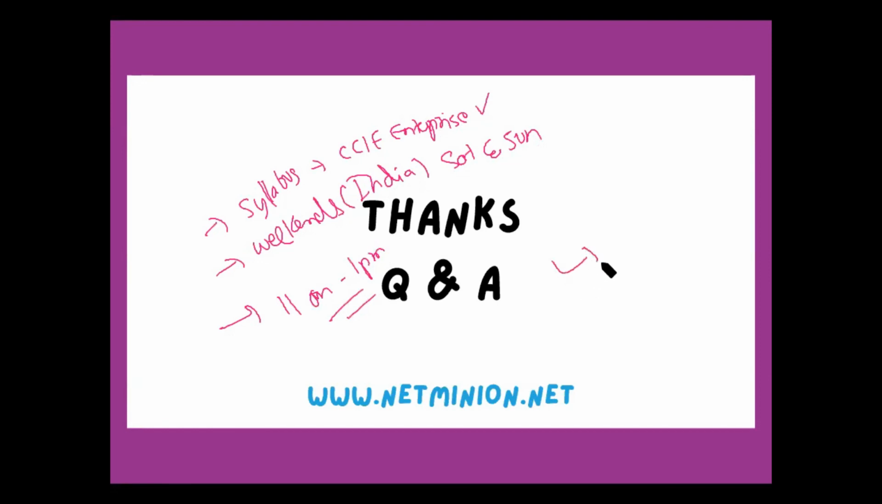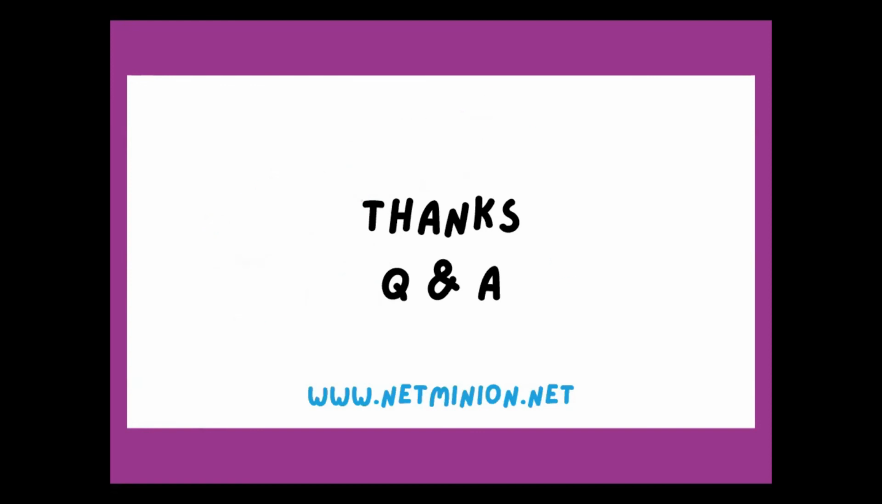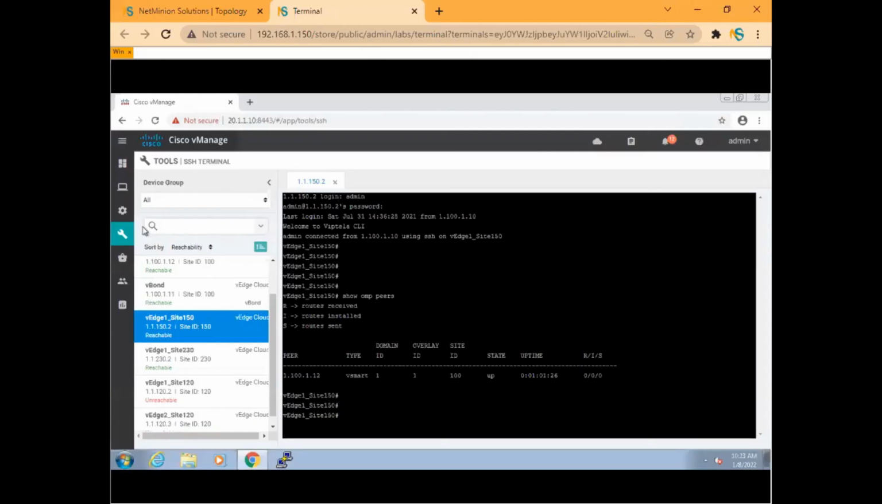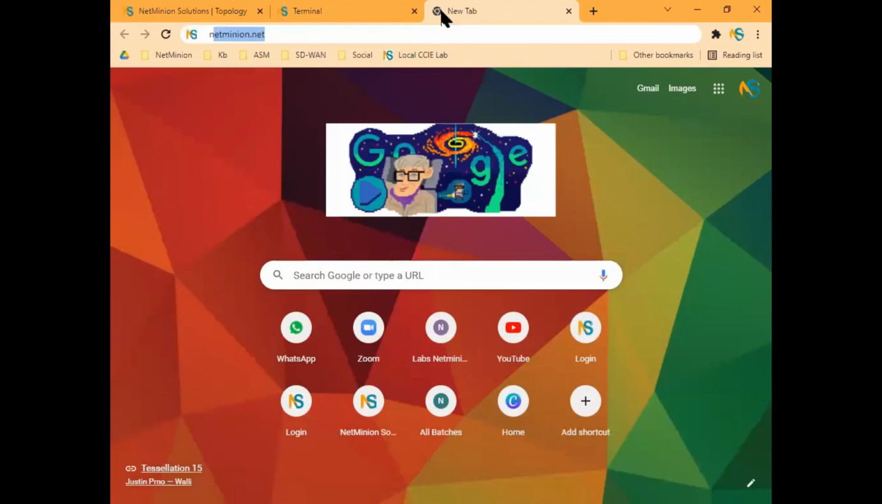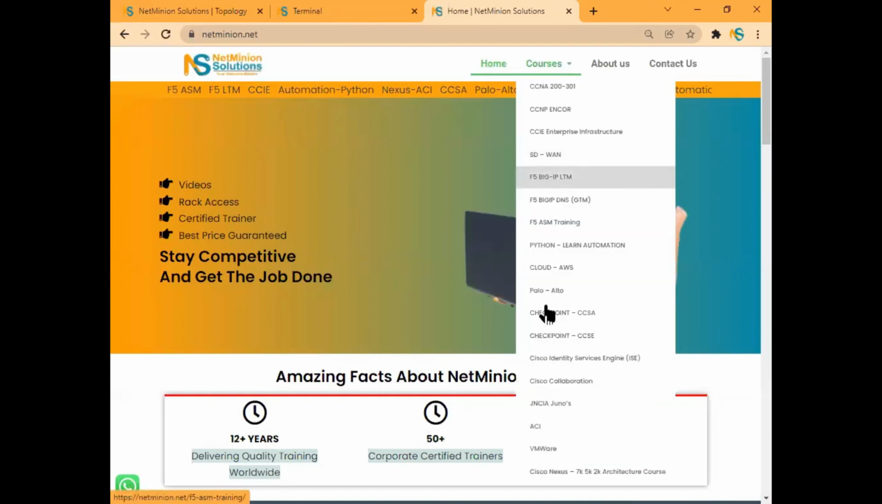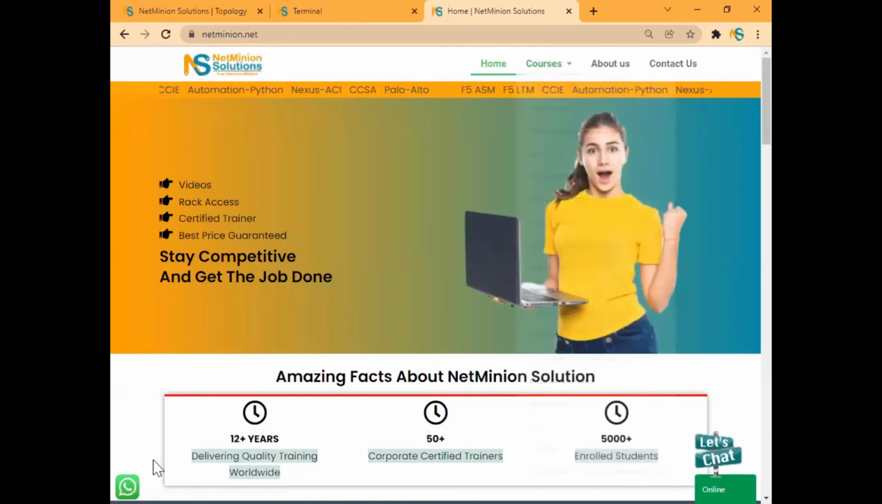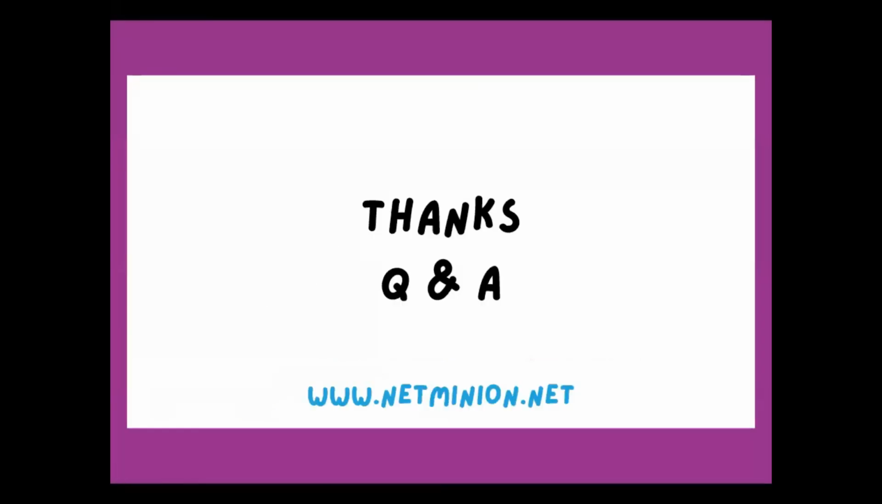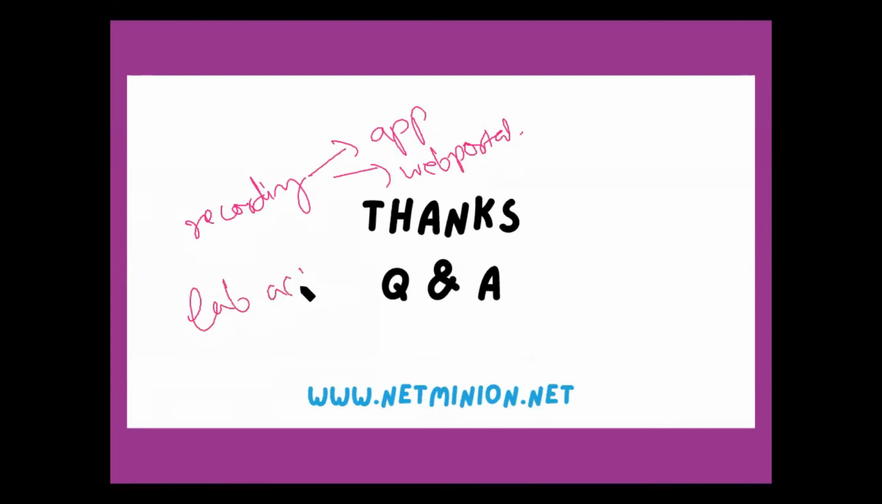You can check the syllabus. If you want to check the syllabus, you can go to our website, netminion.net, and check a lot of other courses also. Whatever we are teaching will be recorded and you will get the recording, which you can access through the NetMinion app or the web portal. And you will have lab access, which is up 24/7.